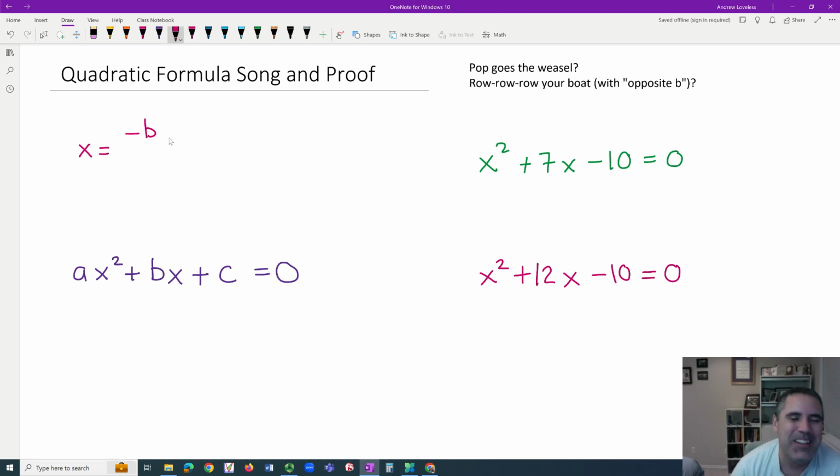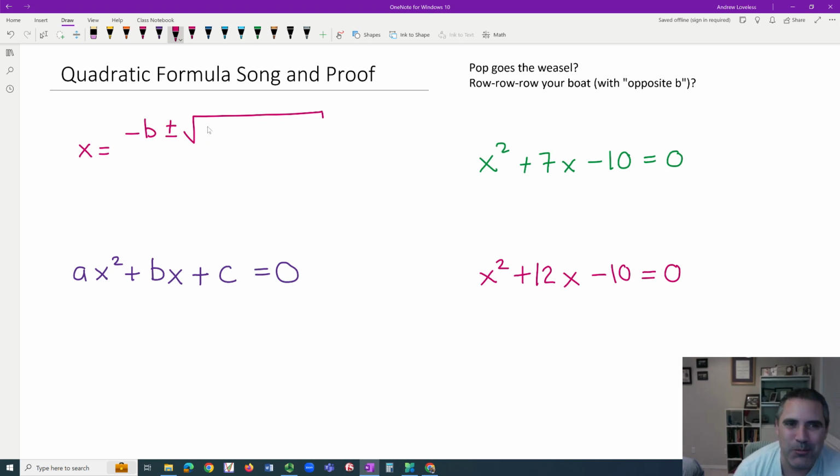Nobody did it. So I did negative b, and then I said plus or minus square root, and then like one student repeated it, and I said, let's restart. And then I did it again, negative b, and like 5 students did it. It's tough. It's tough out there.